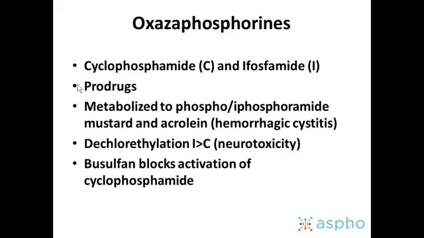So they are detoxified by various mechanisms, but one of the mechanisms is dechloroethylation. It's important to know that only 10% of the cyclophosphamide metabolism is through dechloroethylation, while for ifosfamide, more than 50% of it goes through this mechanism, which results in higher levels of chloroacetaldehyde, which is believed to cause neurotoxicity. And that's why you see neurotoxicity with ifosfamide and not with cyclophosphamide.